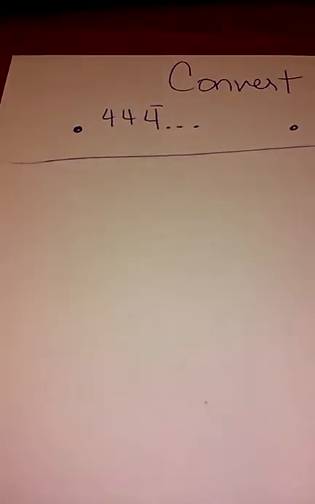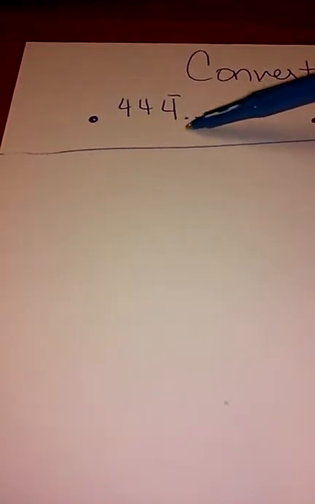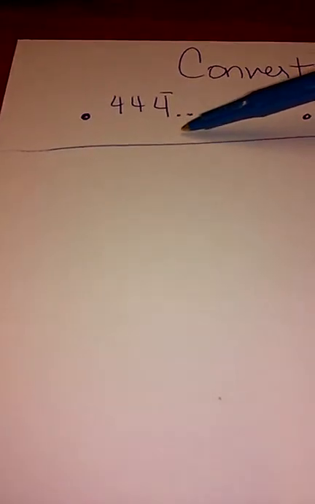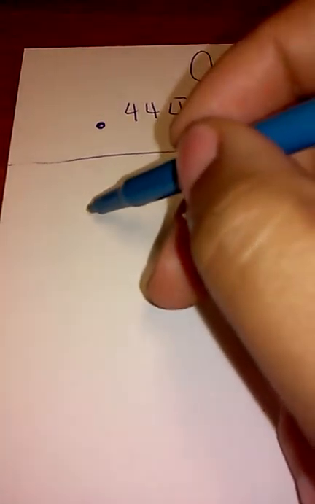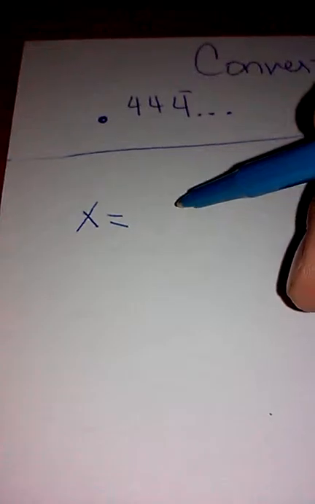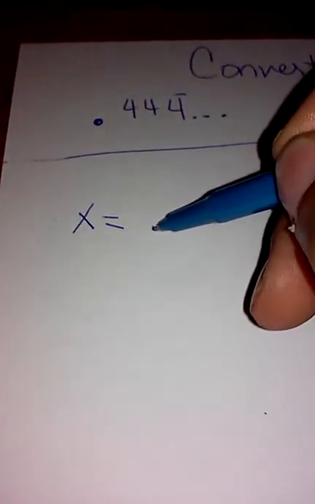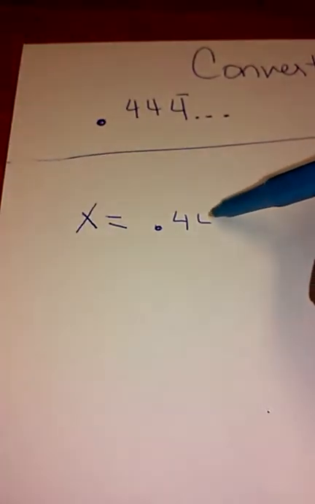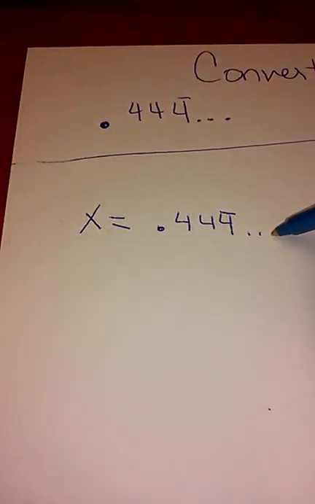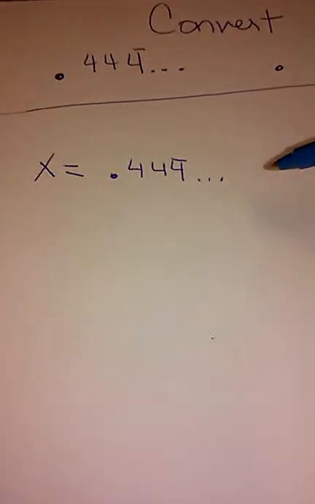So here we have 0.4444... The ellipsis means it goes on forever, and we have the number 4 repeating forever. The first thing we have to do is set the decimal equal to x. So we'll write x, turn the light back on. x is equal to 0.444 repeating forever. Okay, so we got that.